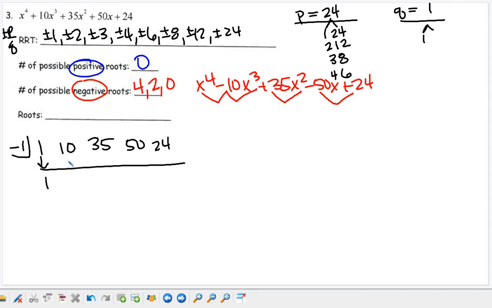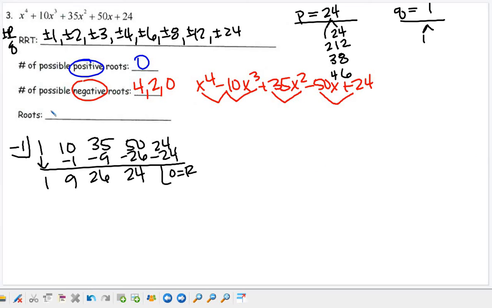So 1 times a -1 is a -1. Plus 10 is 9. Minus 9. 35 minus 9 is 26. Times a -1 is -26. Plus 50 is a 24. -24. And hallelujah, on the first try.